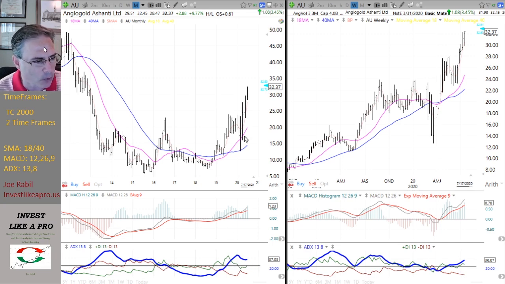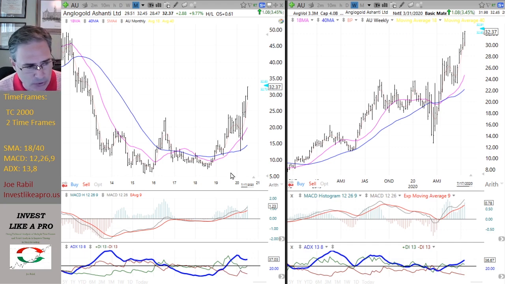So when I get a pullback in a market that's showing the right type of moving average environment, and ADX stays above 25 throughout the whole pullback, all the way back into the zone between the 18 and the 40, and ADX is still holding above 25, that's a very, very bullish sign. It's showing you a sign of strength.